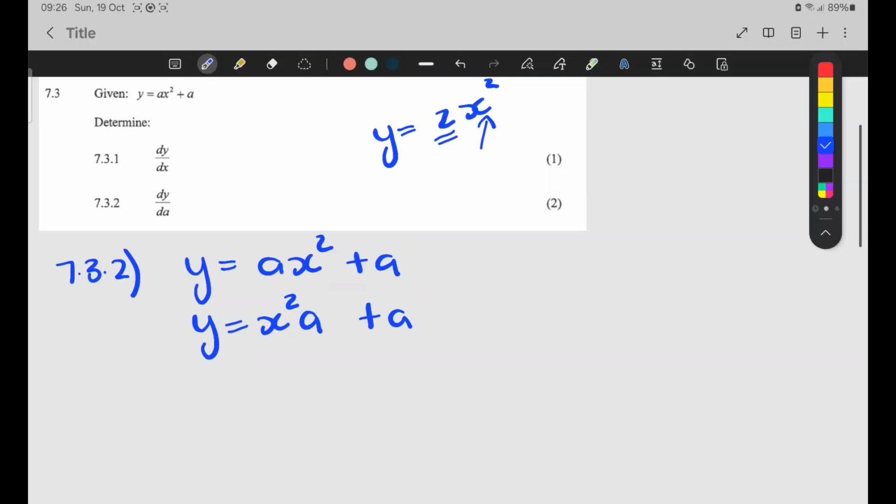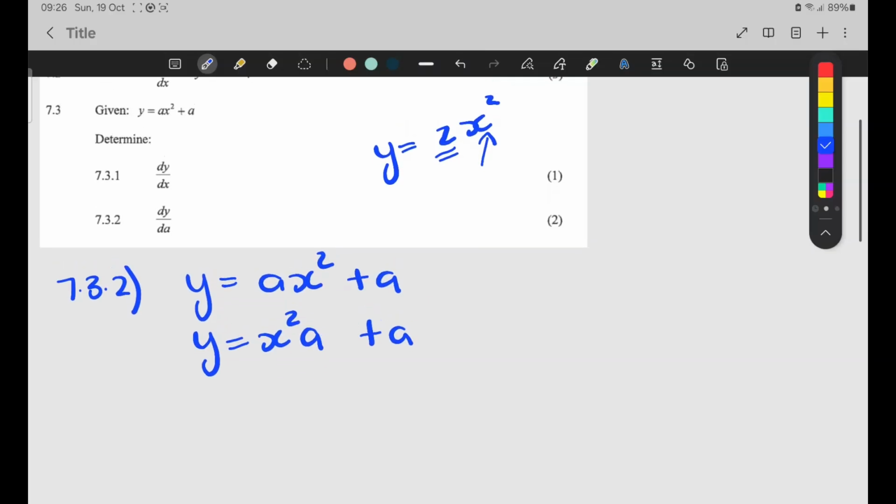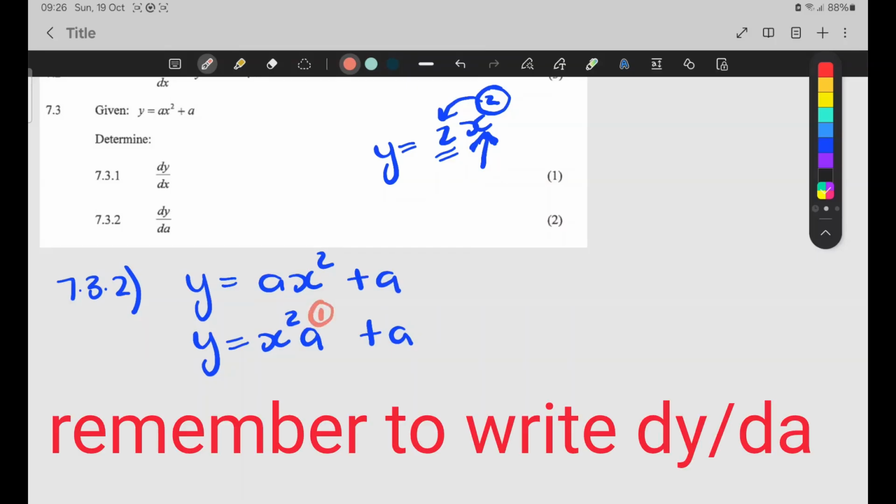Now I'm going to derive a. Normally we would take this 2 and times it by anything in front of x, because I'm deriving x. So I'm going to apply the same principle here. You see there's an invisible 1. So take this and multiply it by anything in front of a. In front of a is x squared. So 1 times x squared is just x squared. And then this 1 minus 1 is 0, so this whole thing will fall away.